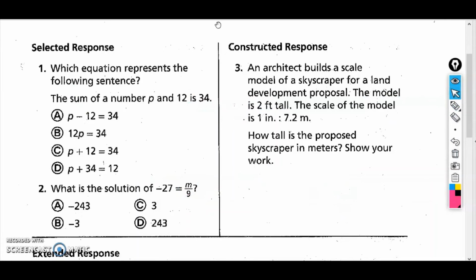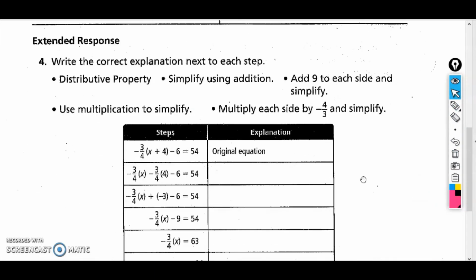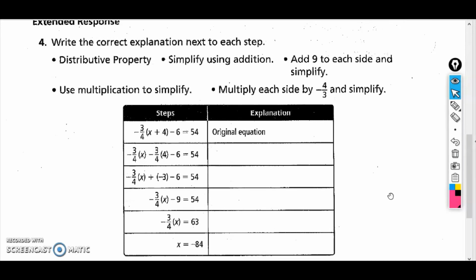Let's take a look at number 4, the extended response. Write the correct explanation next to each step. Okay, so here's the different steps. I'm not going to worry about what it says. I'm going to see what it is from here. So the explanations, this is the original equation, so this is what we start with. So how did I get from here to here?